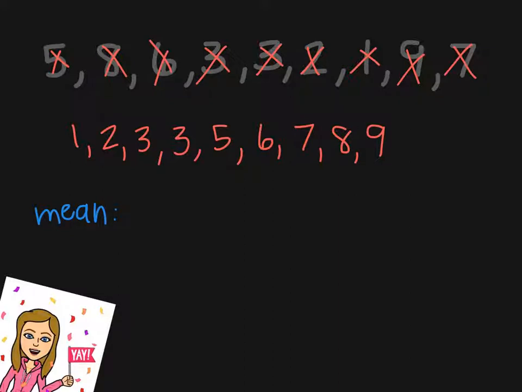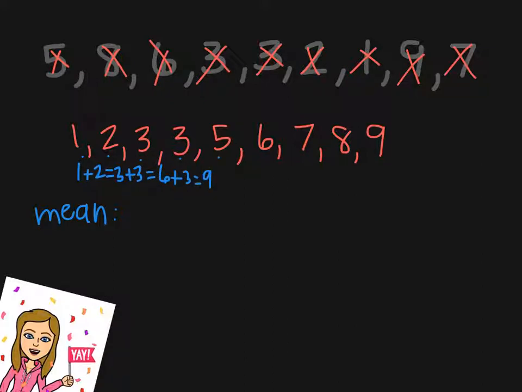So the first thing you do is you add up the numbers in the data set. So we add 1 plus 2 plus 3 plus so on and so forth. So let's get started. 1 plus 2 is 3. So check those off. Then plus 3 equals 6. So I'm just going to put a dot under them once I've used them. Then 6 plus 3 equals 9.